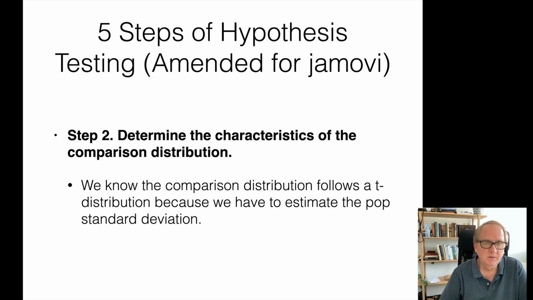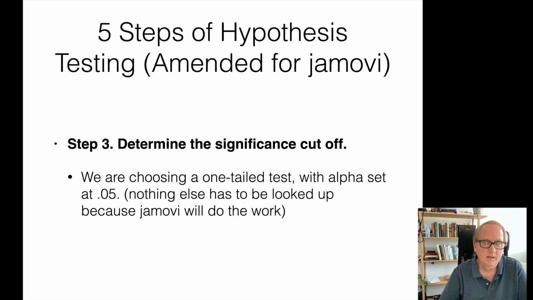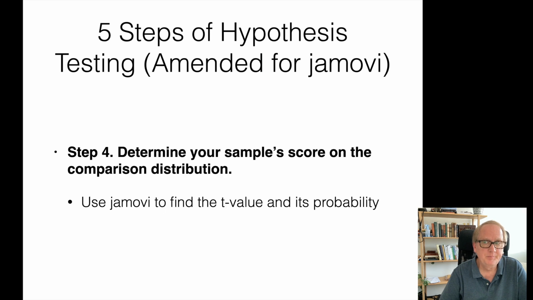Step 2 is to determine the characteristics of the comparison distribution. Now we again can talk about this being a t-test because we have to estimate the population standard deviation. This time when we determine the significance of the cutoff, we're choosing a one-tailed test, again with alpha set at 0.05. Nothing else has to be looked up again. We don't have to go and check anything out on a table, but you'll see that when we're in Jamovi, we can pick that we want to do a one-tailed test and we'll be able to see the output then for a one-tailed test. Step 4 then is to determine our sample score on the comparison distribution. So we're going to use Jamovi to find out the t-value and its probability. So let's move then to Jamovi.